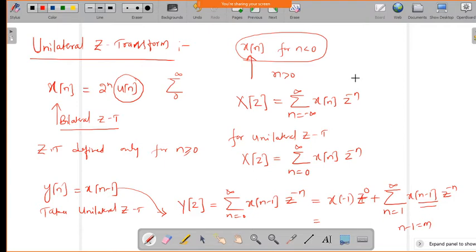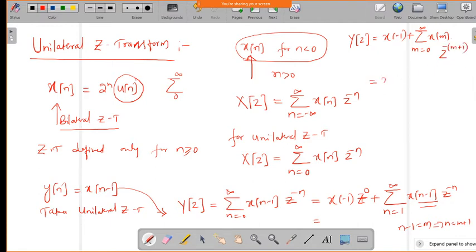So what I'll get is y of z, which is equal to x of minus 1, since z power 0 is 1, plus, since I am putting n minus 1 equal to m, whatever n equal to 1, if you put m equal to 0 it will come. So that means m equal to 0 to infinity x of m into z power, and I'll replace n in terms of m, so that is m plus 1, since this will give n equal to m plus 1.